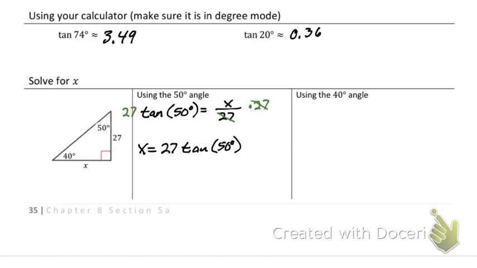We're going to go, okay, 27 times the tangent of 50 degrees, and I want it to the nearest tenth. So we're going to say x is about something. Yeah, 1.2. Is that what everyone got? Yeah, I got something different, I think.